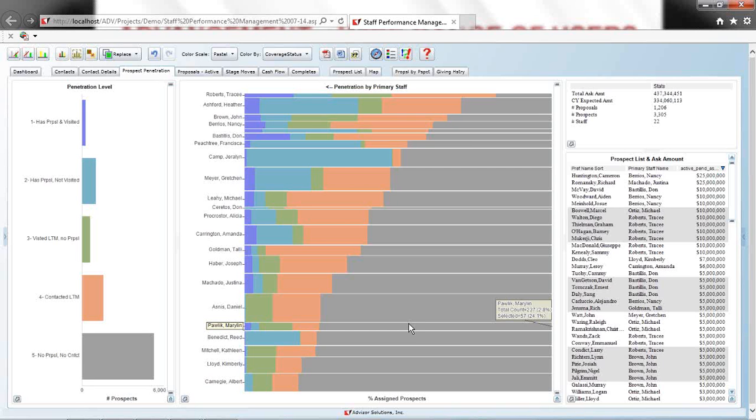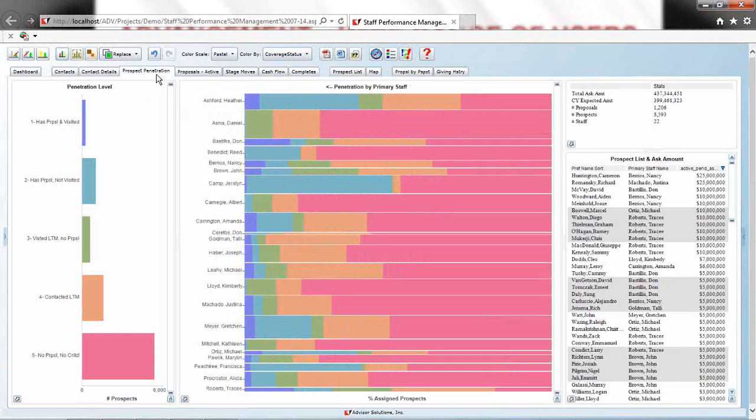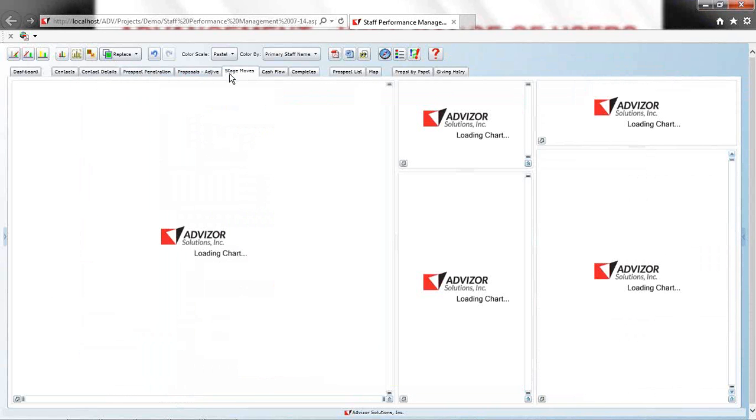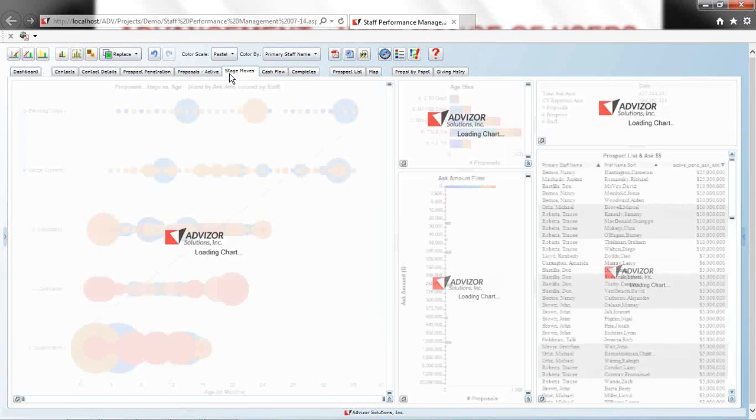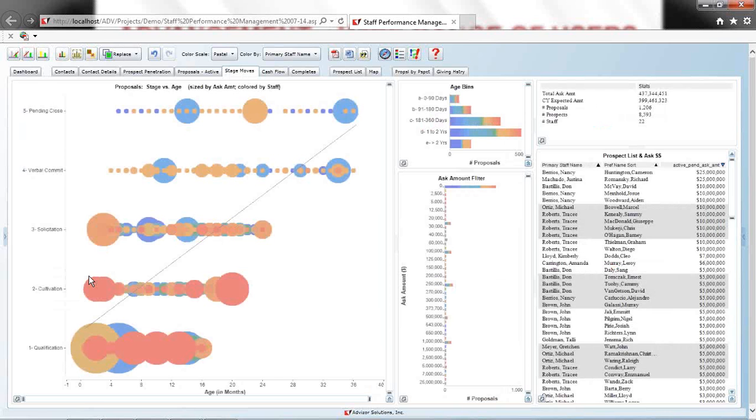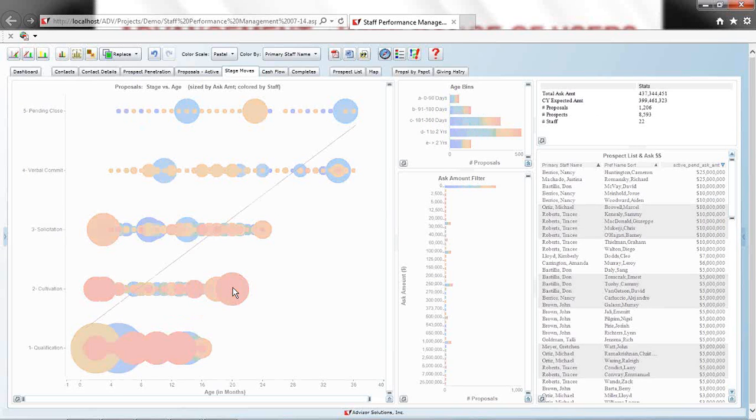Something's wrong. The next thing we want to look at, which is a more strategic view than just looking at contacts, is stage moves. In this chart that's coming up, we're looking at 5 stages: qualification, cultivation, solicitation, verbal commit, and pending close. And each of these circles is a prospect. That'll come up in a second.